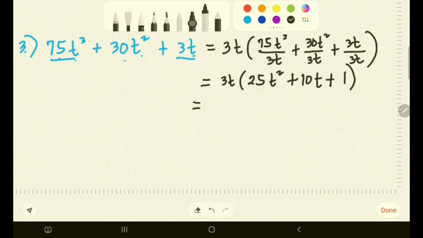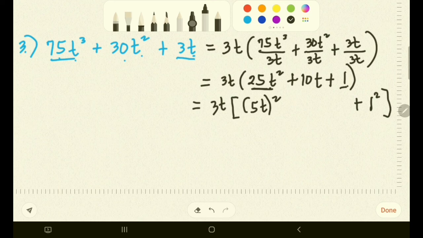So let's check here if this 25t squared plus 10t plus 1 is a perfect square trinomial. Check if the first term, 25t squared, is a perfect square. That is a perfect square, and 1 is also a perfect square. Express each term to the power of 2. So that would be 5t quantity squared for 25t squared, plus the square of 1, that is 1 squared.